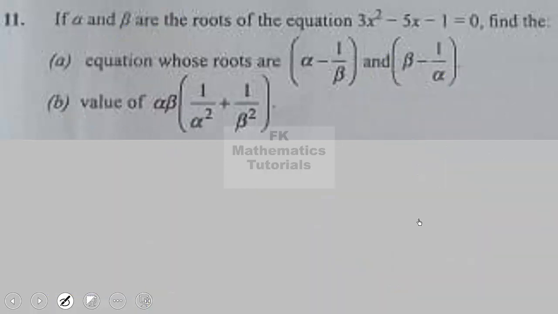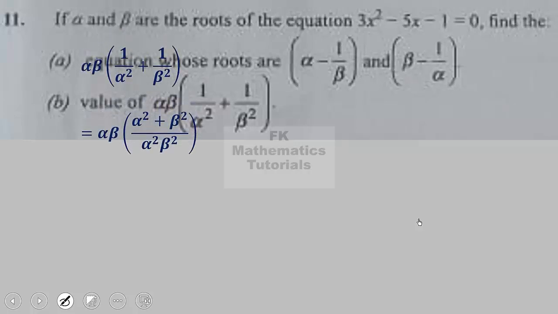The B part says we need to find the value of alpha beta into bracket 1 over alpha squared plus 1 over beta squared. So what we are going to do is to simplify this first. So alpha beta into 1 over alpha squared plus 1 over beta squared will give us this expression here.